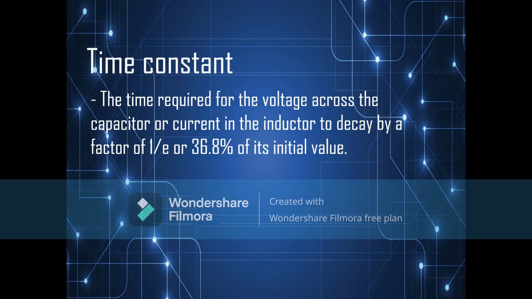Time constant: the time required for the voltage across the capacitor or current in the inductor to decay by a factor of 1 over e, or 36.8% of its initial value.